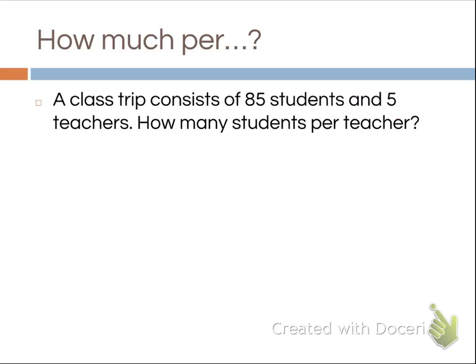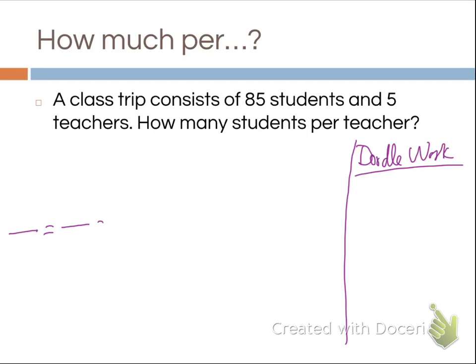Let's look at another scenario. We've got a class trip and there are going to be 85 students and 5 teachers. A lot of times when there's a field trip, the place you're going to requires that you have the right teacher to student ratio, or teacher to adult ratio. This is something we do all the time whenever we're planning a field trip for kids, to make sure that we have enough supervision.